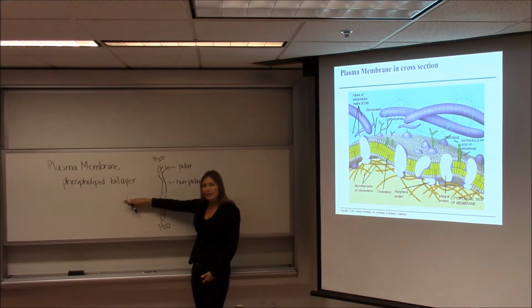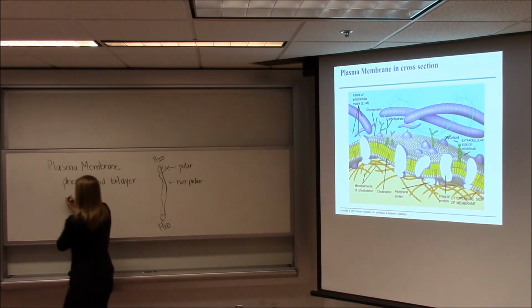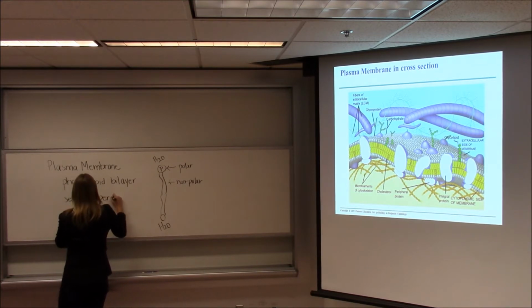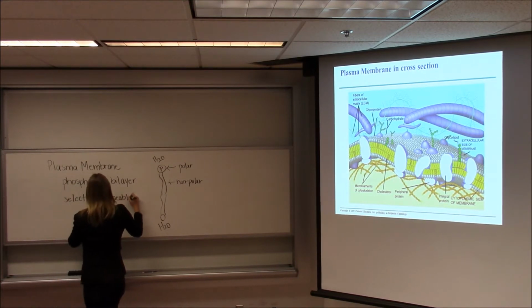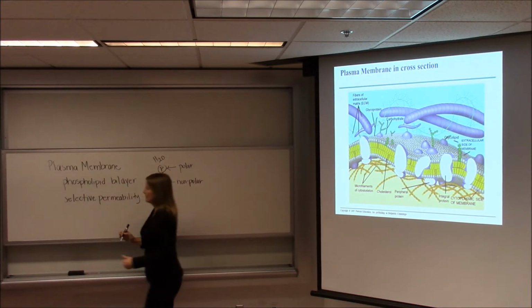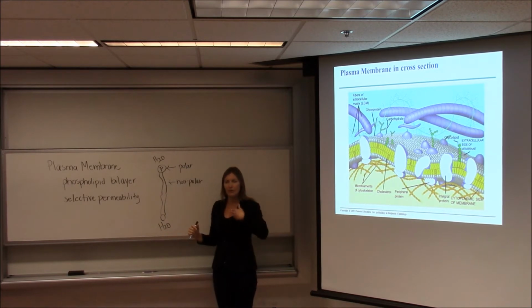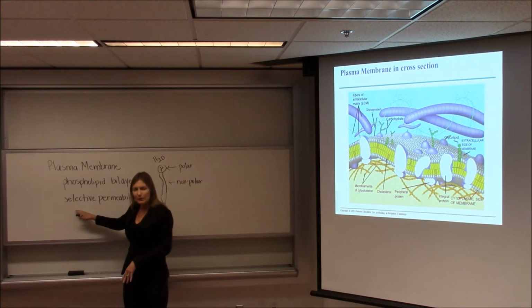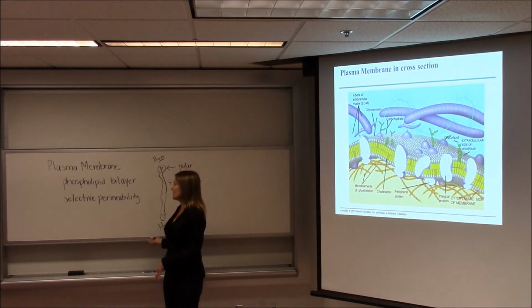Another term that is very important to understand is selective permeability. If something is permeable, it means materials can just move in and out. If something is selectively permeable, it means we're going to select what moves in and out. We're not going to let just anything move into the cell or just anything move out of the cell. We're going to regulate that. So selective permeability is going to be important to understand in this process as well.